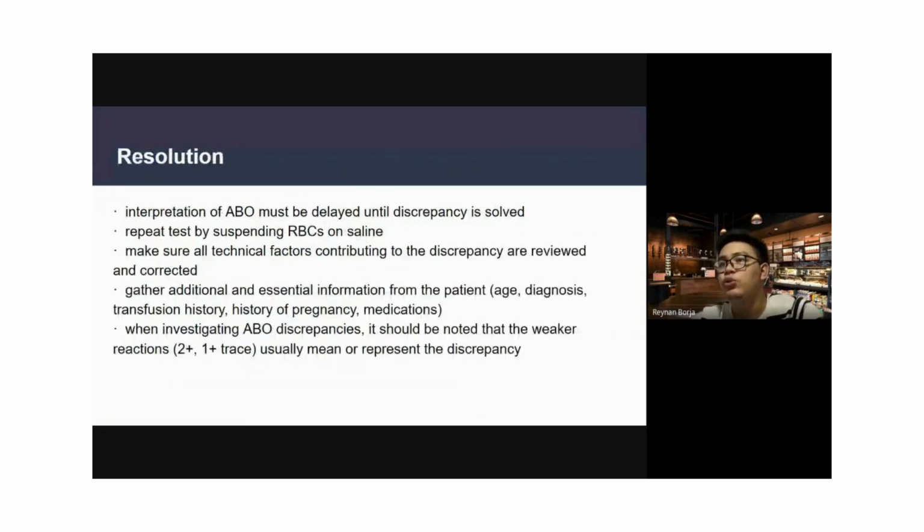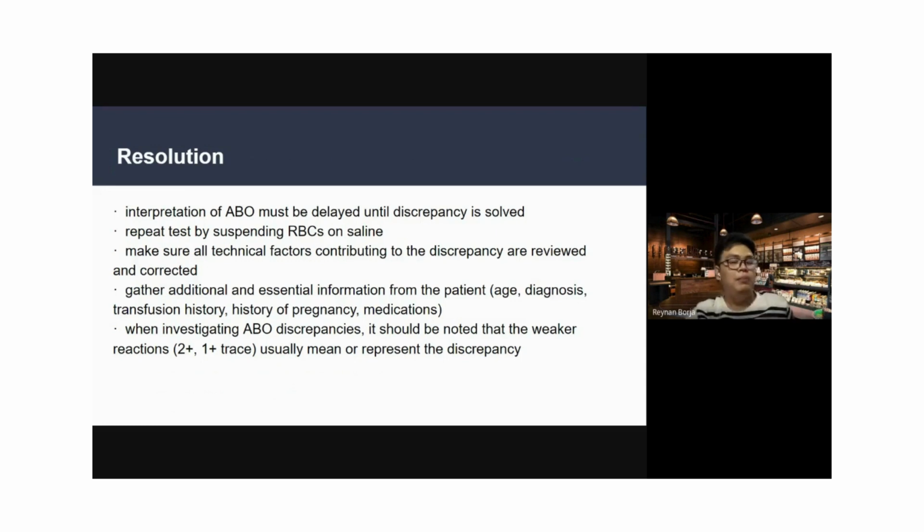Next, ano yung mga resolution na dapat natin gawin? So, interpretation of ABO must be delayed until the discrepancy is solved, of course. So, kailangan natin investigate kung ano yung pagkakamali or ano talagang problema ni patient. Okay? Repeat the test by suspending RBCs in saline. Yes, pwede ka mag-wash RBC kahit nag-LISS ka na. Kasi baka ang daming unbound proteins na nag-cause ng false reaction, false positive reaction.